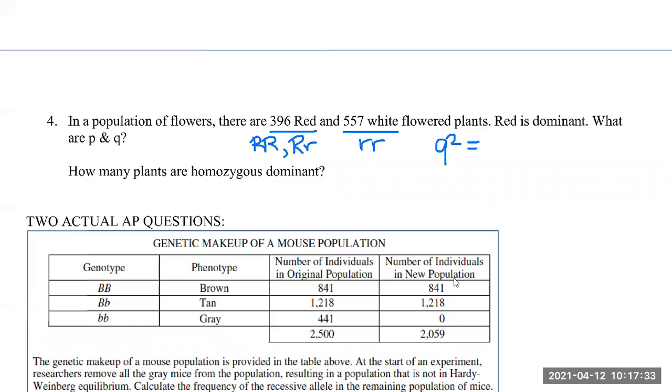So Q squared is going to be equal to 557 over the total number of plants in this population, which happens to be, and I'm zipping through this very quickly, 953. Now, for these, I would highly recommend that you do not round to tenths place, round at least to hundredths place, because the more you round, and you may remember this from chemistry, the less precise your answers become. So if you can avoid rounding until the very end, that's going to give you the most accurate answer.